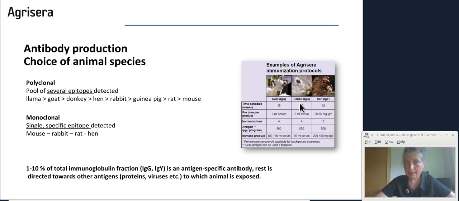Here you can see standard immunization programs for different species, which we conduct at Agrisera. And please remember that in a serum preparation which you're receiving, if the antibody is not purified, it is only 1 to 10% of the total immunoglobulin fraction which will be against the specific target which has been injected. So it's only 1 to 10%.